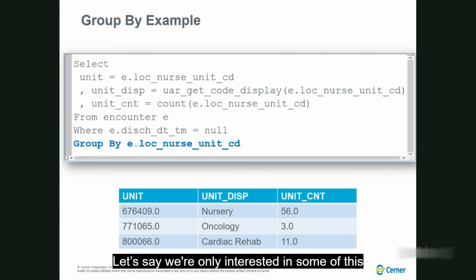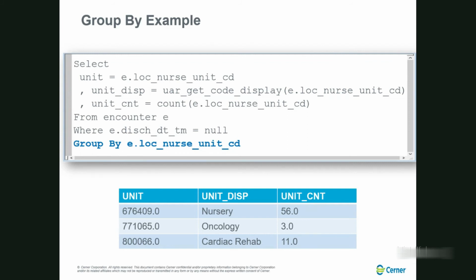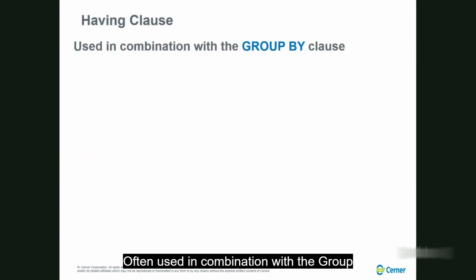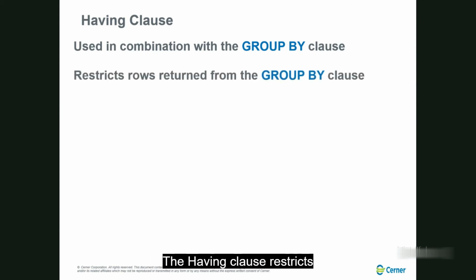Let's say we're only interested in some of this data, particularly the larger populations. We could use the having clause to help us designate what we want to see. Often used in combination with the group by clause is the having clause. The having clause restricts rows returned from the group by clause.